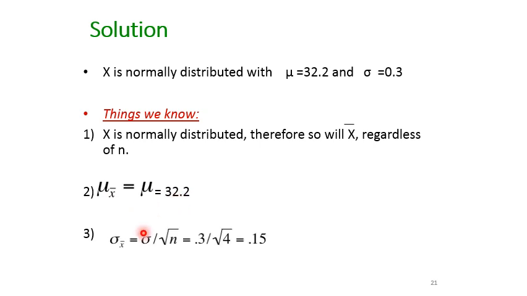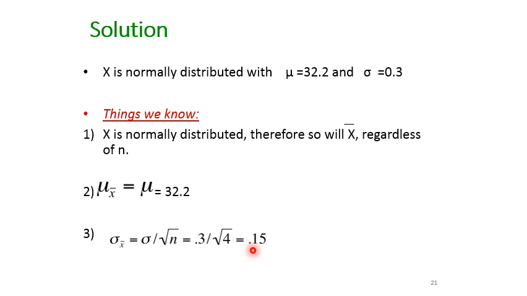We also know that the standard deviation of x bar is equal to the standard deviation of the original x divided by the square root of the sample size. So the standard deviation of x bar is 0.3, the standard deviation of the original population, the weights of the chocolates, divided by the square root of 4, because the sample size is 4, because we are talking about a box of 4 chocolates. So this standard deviation is 0.15.